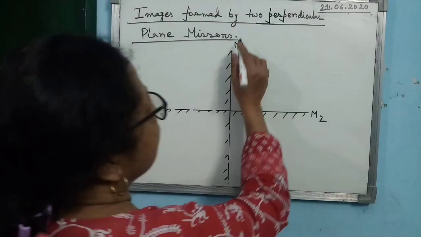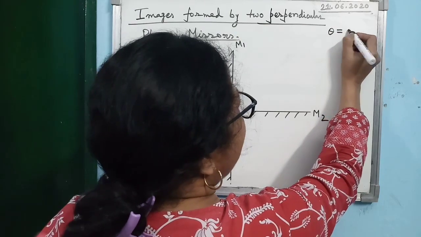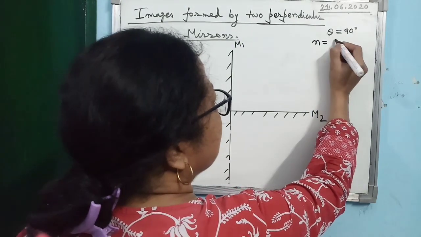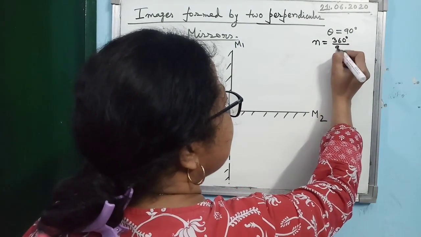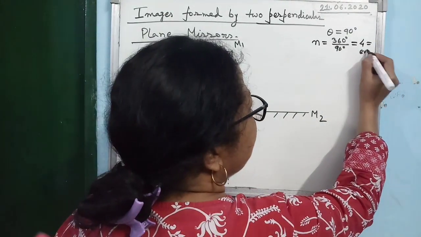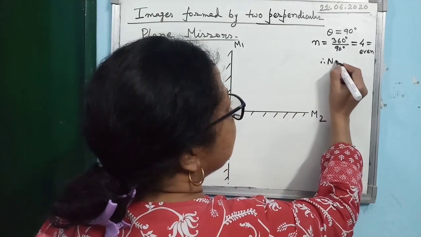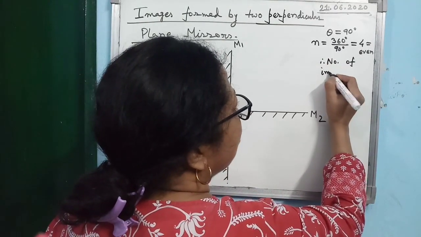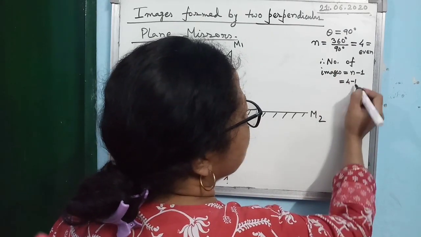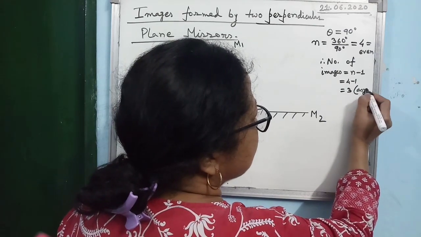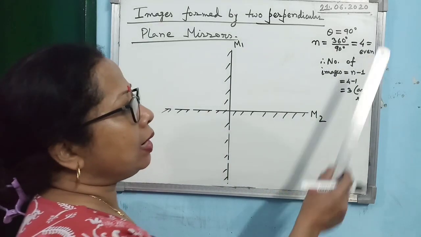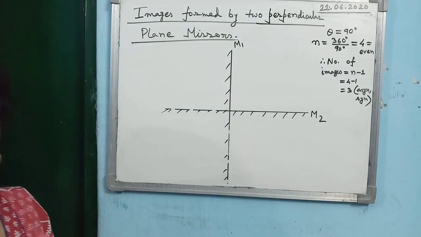Now you see, two perpendicular mirrors means the angle between them is 90 degrees. So n is equal to 360 degrees by 90, which comes to 4. So 4 is even. So what will be the number of images? The number of images will be n minus 1, that is 4 minus 1, which is 3. Within the bracket you must write asymmetrical, comma, symmetrical, because when n comes even, it does not matter where you are keeping the object.